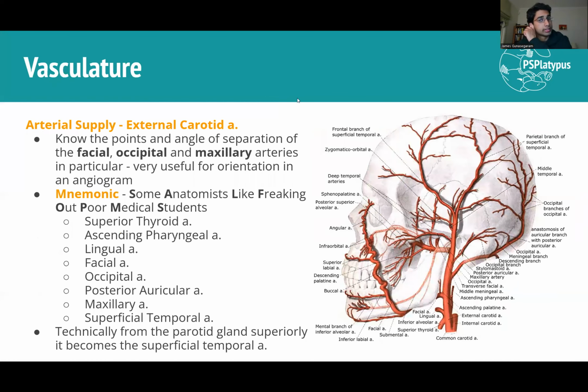All right, let's talk about vasculature. I'm not going to touch the internal carotid artery because that's really more neuroanatomy.